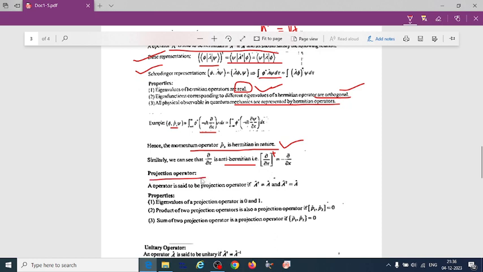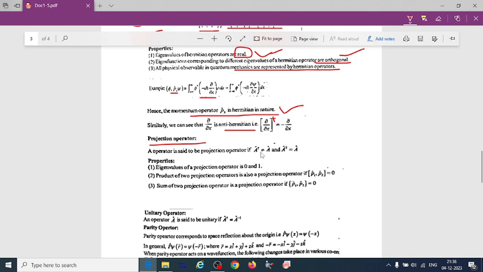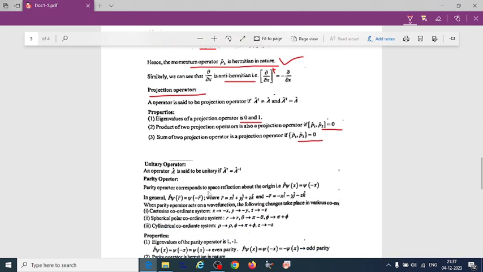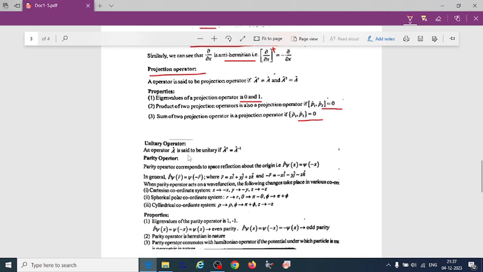Then what is projection operator? An operator is said to be a projection operator if, as we have the condition, A cap dagger is equal to A cap, or square of that is equal to A cap. So these are the properties of projection operators. Eigenvalues must lie between 0 and 1, and product of two projection operators is going to be 0, and sum of two projection operators is going to be 0. So the next, unitary operator. An operator A is said to be unitary if A cap dagger is equal to what?